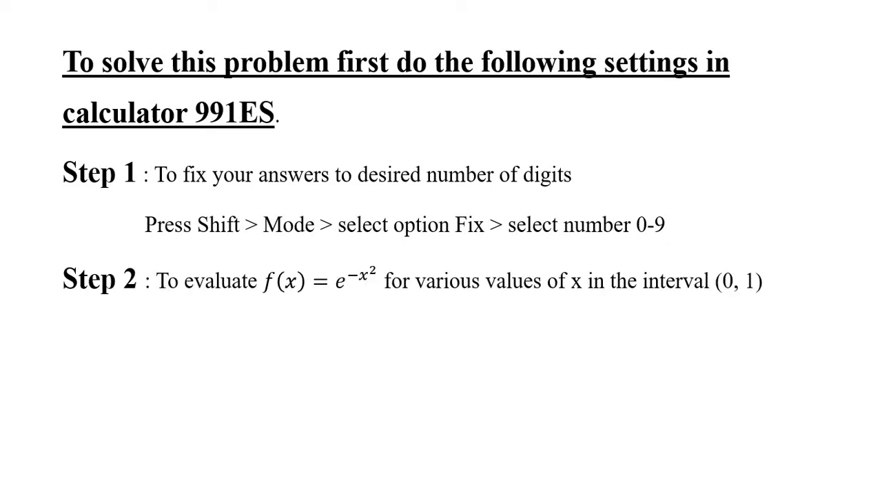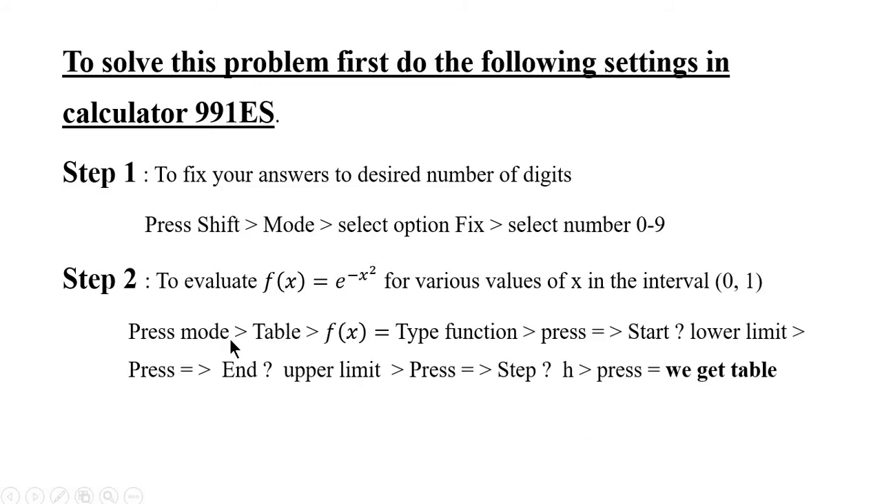Once you have fixed your calculator up to 6 decimal places, you can evaluate the function f of x, e raised to minus x square, for various values of x in the interval by doing the following settings. Press mode, and then there are many options. Out of those options, select table. It will ask you what is f of x. Type the function, which is e raised to minus x square, and then press equal to.